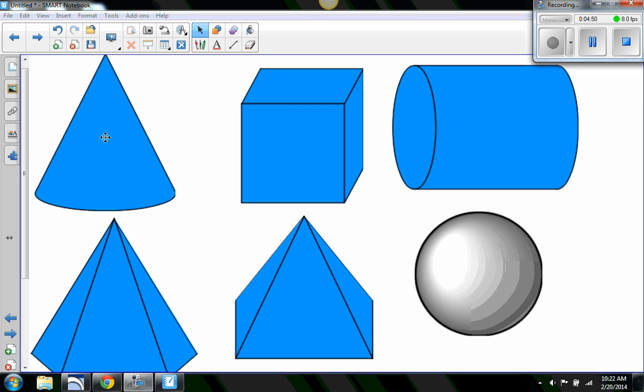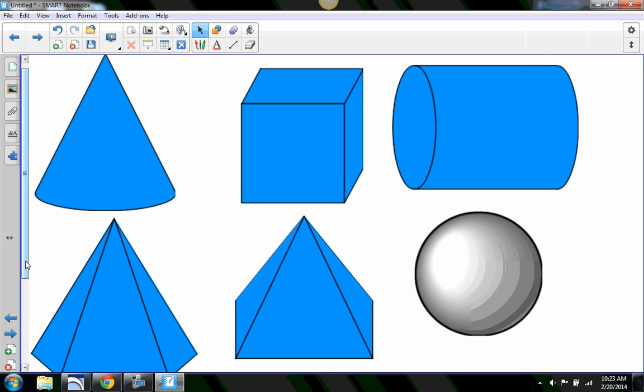This one right here would be called a cone because it has one circular base, and it comes to a point called a vertex. This one is a cube. You could also call it a rectangular prism, remember, because a square is a rectangle. So even though it's a square with all equal sides, a 3D square, which is a cube, you could also call it a square prism, I guess, if you wanted to. This one is a cylinder because it has two circular bases, and then it's connected.